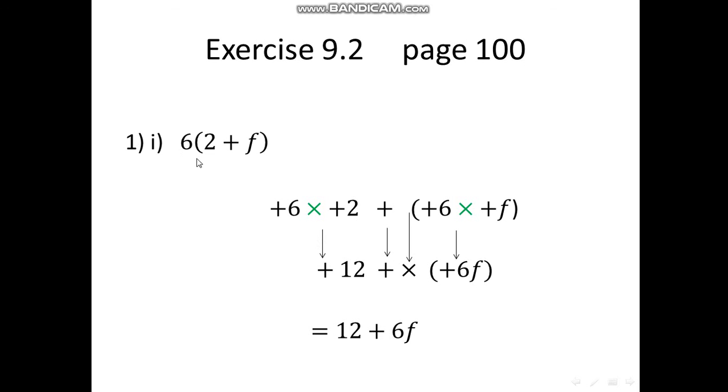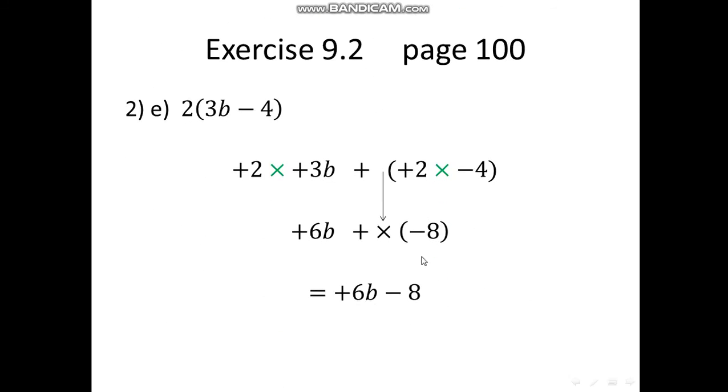You multiply 6 by 2 plus f. So 6 times 2 plus 6 times f is going to be 12 plus 6f, and this plus is still multiplied by this here, correct? So plus times plus gives me plus, and 6f comes down. The same in this situation here.